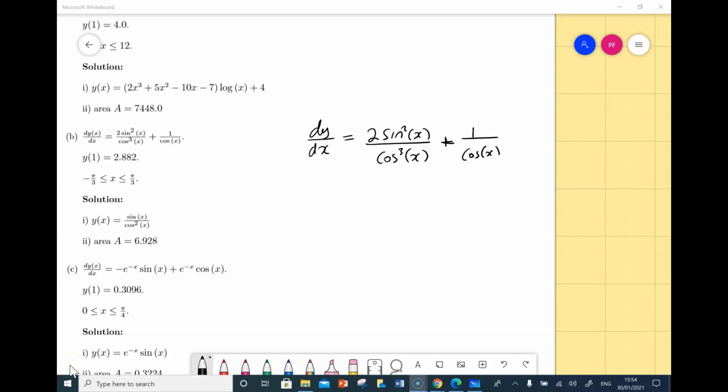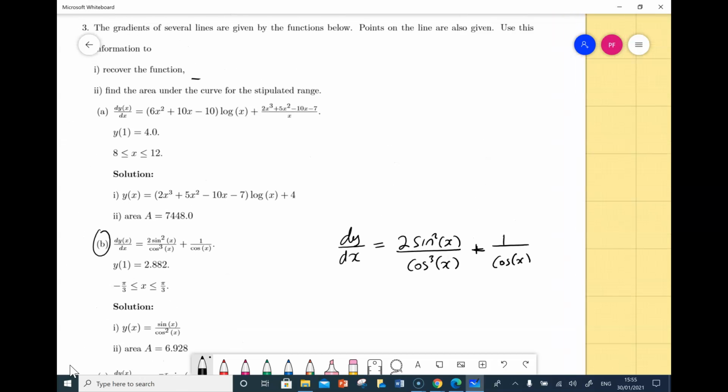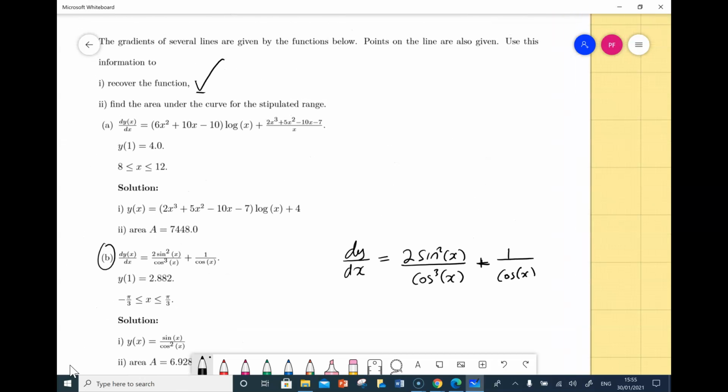Okay, so we're looking at topic 3.5, initial value problems, question 3b. They've given us the derivative of a function, and the derivative is 2 sine squared x over cos cubed x plus 1 over cos x. And they want us basically to restore the function. That's the first thing, to recover the function. So we're going to have to integrate that to recover it, and then find the area under.